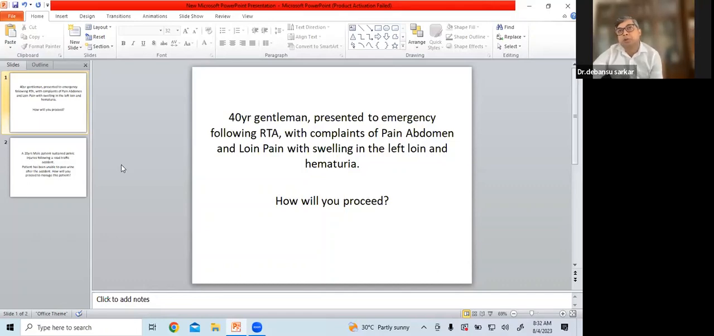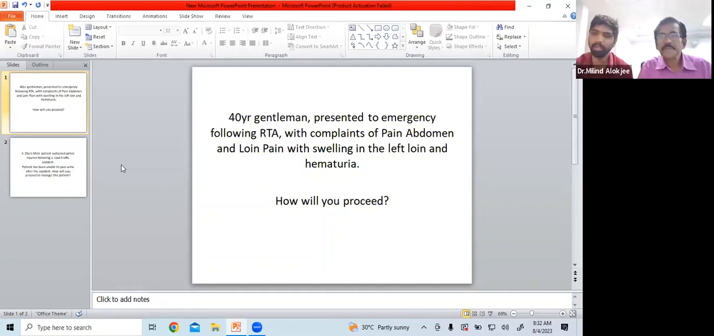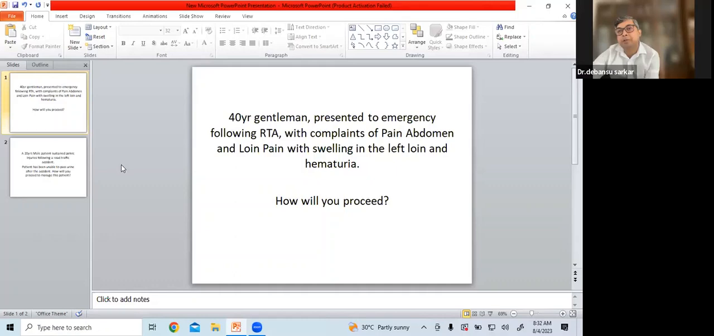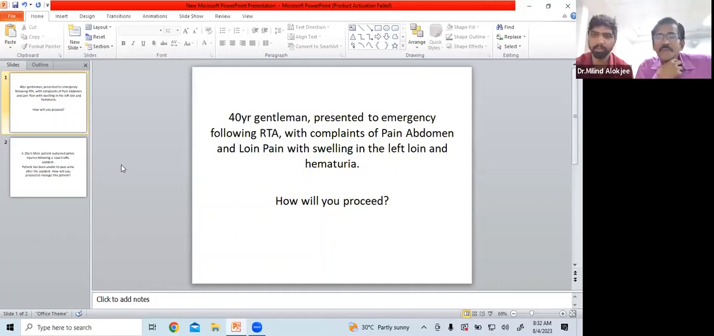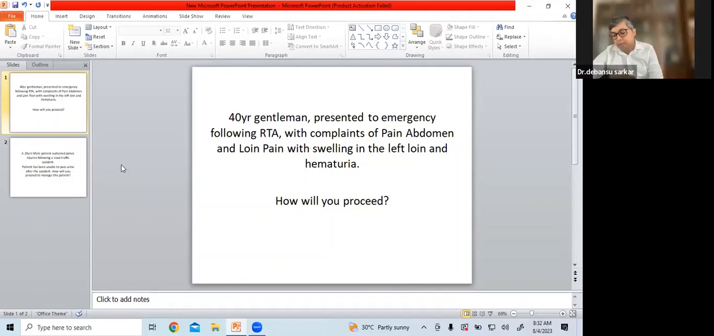Okay. So what do you explain, or what consent do you take from the party before going for exploration in a case of renal trauma? Sir, we'll take the nephrectomy consent. Yes, that is very important. The patient might require nephrectomy during exploration. Yes. Okay.